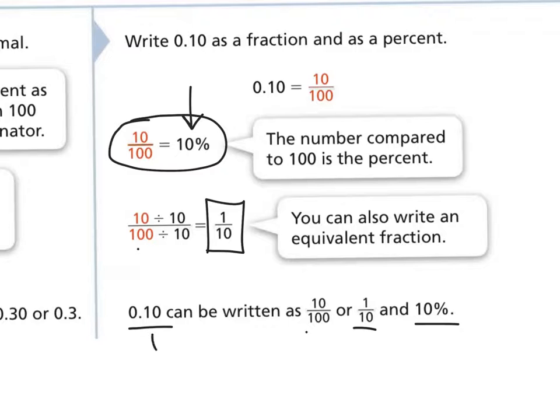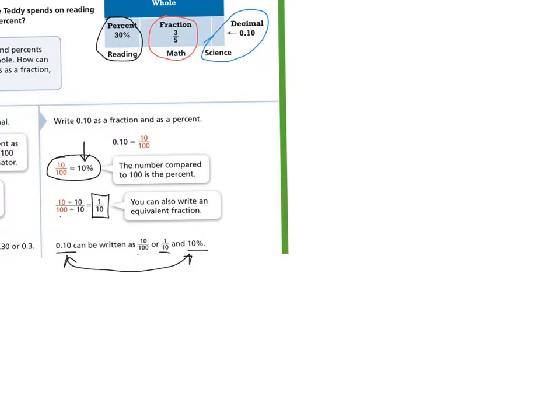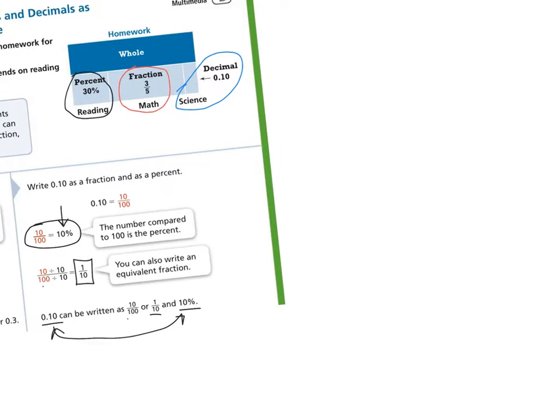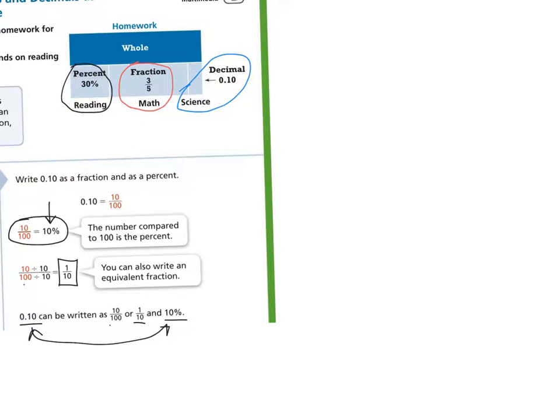Those are all equivalent. Okay, and again, you can look here at how the decimal and the percent relate to each other. The math, we could do that part as well. If we look at that one, the math was 3/5. So 3/5.